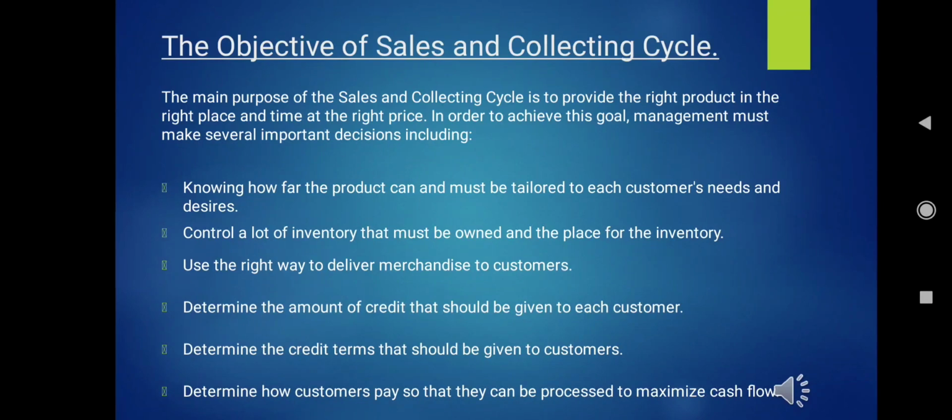Second, management must control how much inventory must be owned and the place for the inventory. The third one is to use the right way to deliver merchandise to customers. The fourth is to determine the amount of credit that should be given to each customer. Next, determine the credit terms that should be given to customers. And the last one is to determine how customers pay so that they can maximize cash flow.